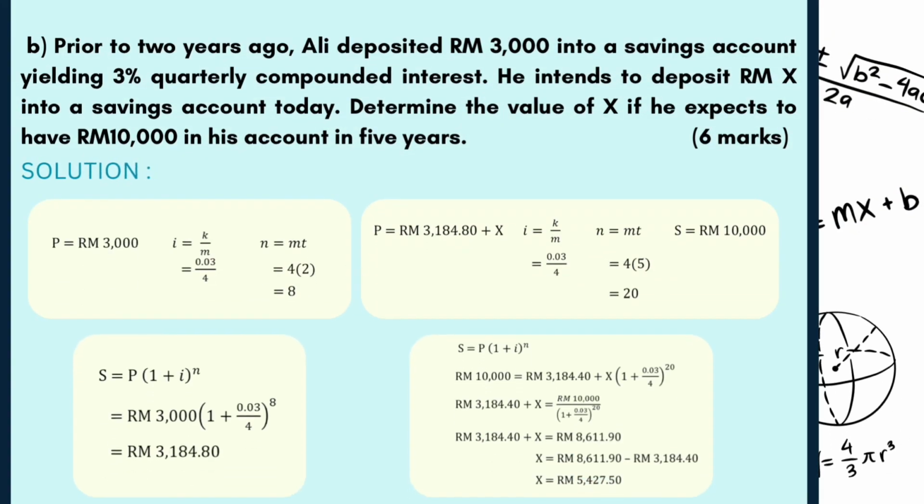The solution for this question is quite long. First, the deposited amount or P is 3,000 ringgit Malaysia, I is 0.03 over 4 since it is compounded quarterly, while N is 8.